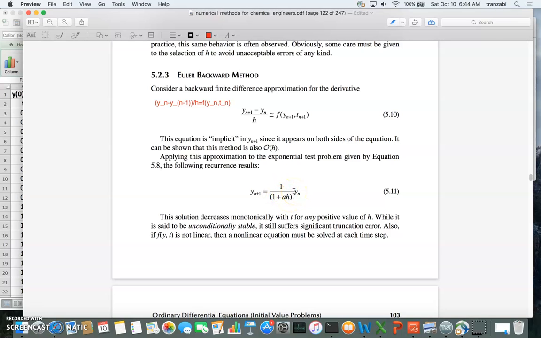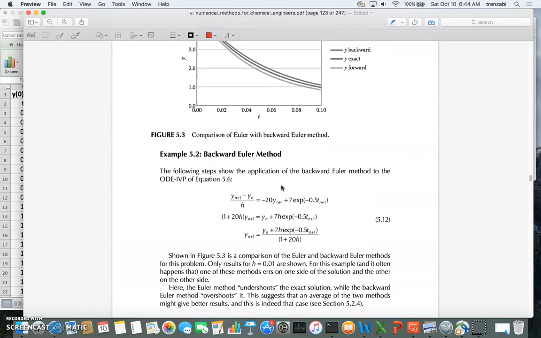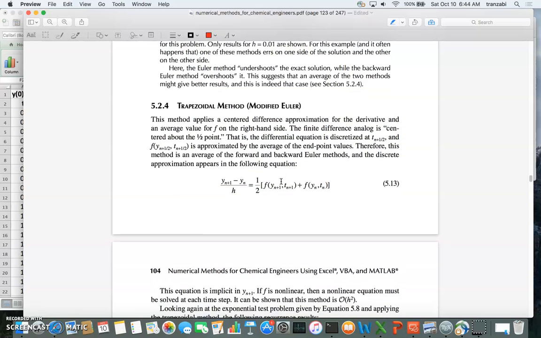So there's no condition for backward Euler. Backward Euler is always stable regardless of a, as long as a is positive. The reason is because this prefactor is always less than 1. Let's go to the trapezoidal method.